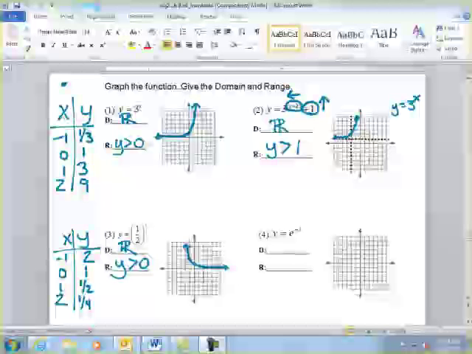Questions? Number 4 uses an e. We're still going to use a chart, but to evaluate these, we'll plug them into the calculator and get a decimal approximation. Now, because the equation actually already has a negative, e to the negative power. When I plug in a 0, that's really just e to the first, or e, which is 2.7.